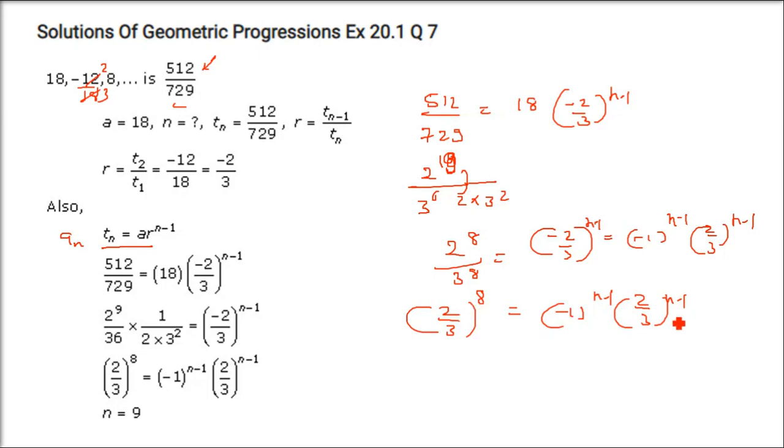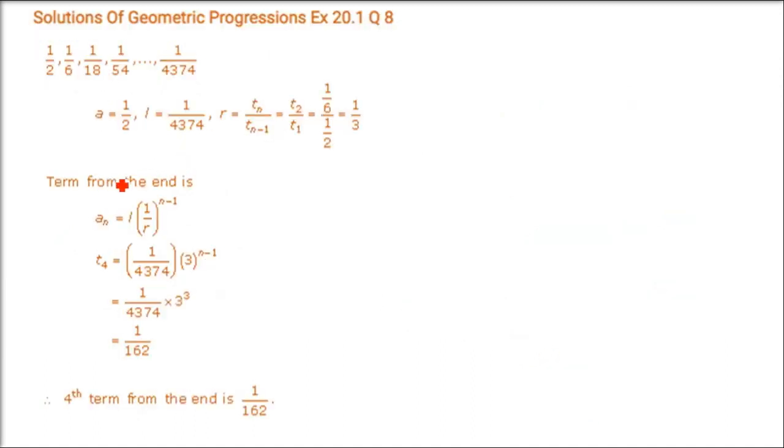Now you can equate the power of 2 by 3. So n minus 1 will be equal to 8. N will be 9. So the ninth term is there.